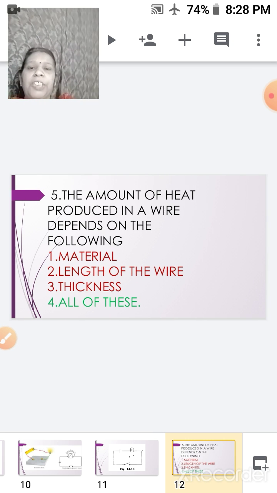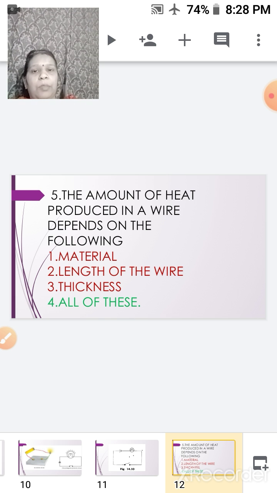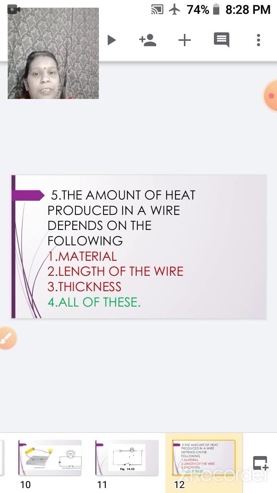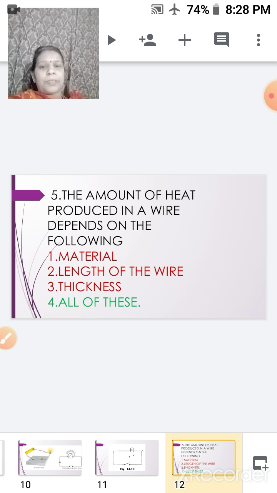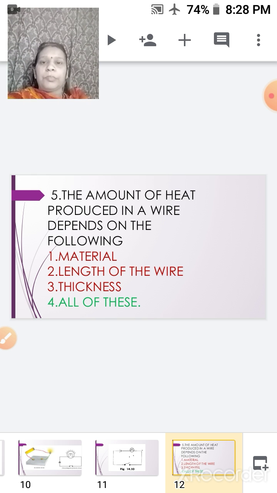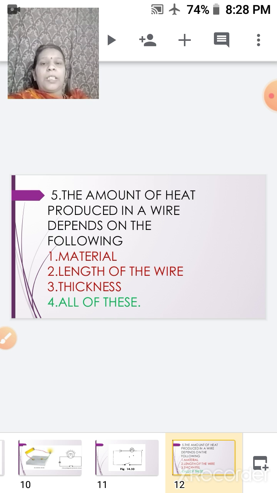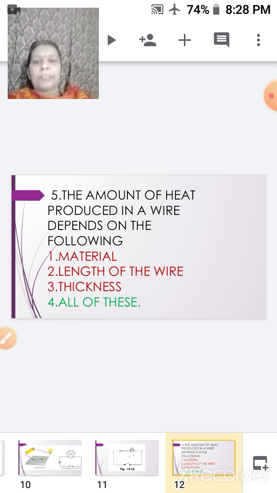The amount of heat which is produced in a wire depends on the following: first is material, second is length of the wire, third is thickness, and last is all of these. So for you the option is all of these, because the heating effect depends on all the things, that is your material, your length of the wire, as well as the thickness.